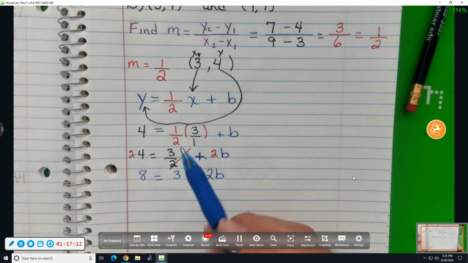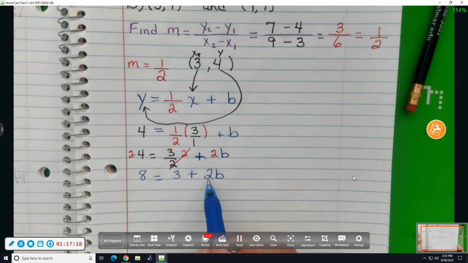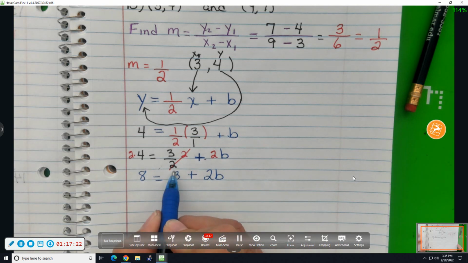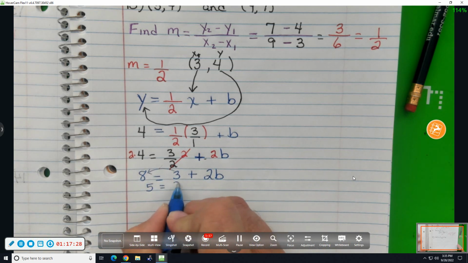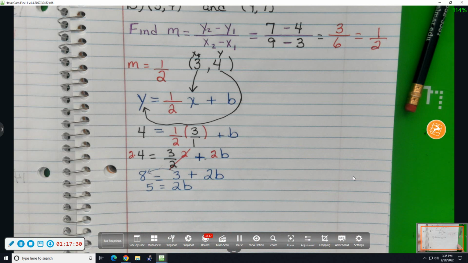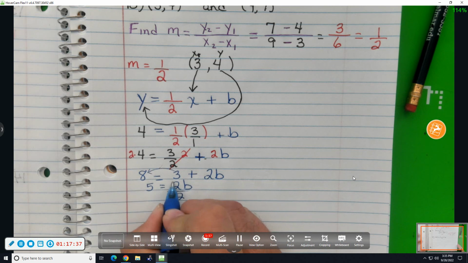Okay, so the 2's canceled. Y'all see where I got the 3? Now this is not difficult to solve for b. What am I going to do to get the b by itself? I would subtract the 3, so 8 minus 3 is 5. And then, now to get the b by itself, I would divide by 2.